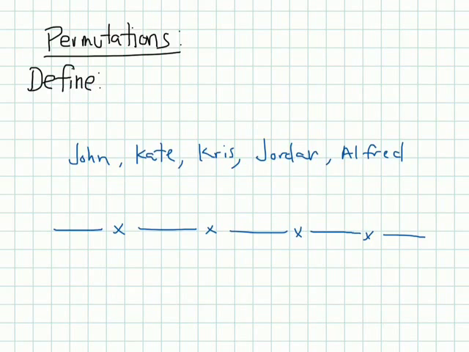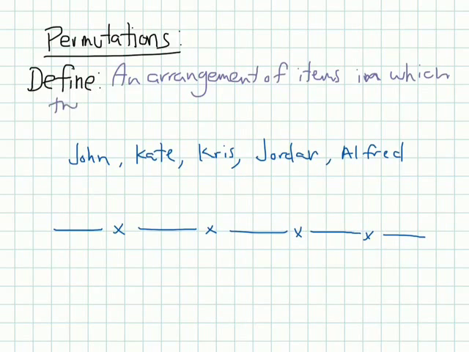So a permutation, let's define this together. A permutation is an arrangement of items in which the order matters. Excuse me. Alright, so an arrangement of items in which the order matters. Meaning, another way to think about order mattering is that the elements here, or your items, they can't repeat.